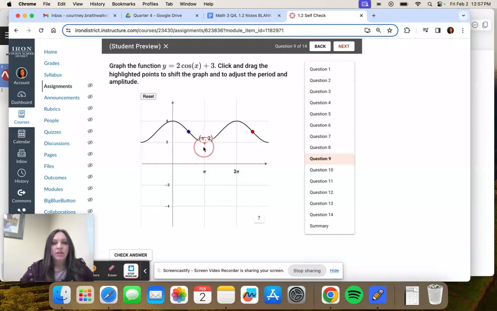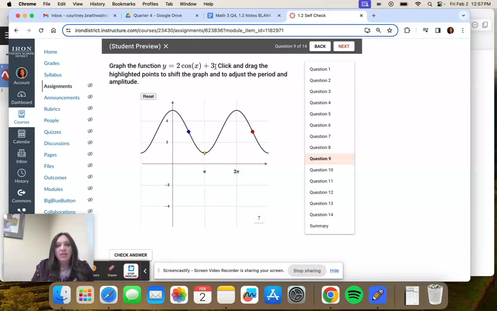And then up. So 3 plus 2 is 5. And then 3 minus 2 is 1. So we're down at 1. And then nothing else has changed.